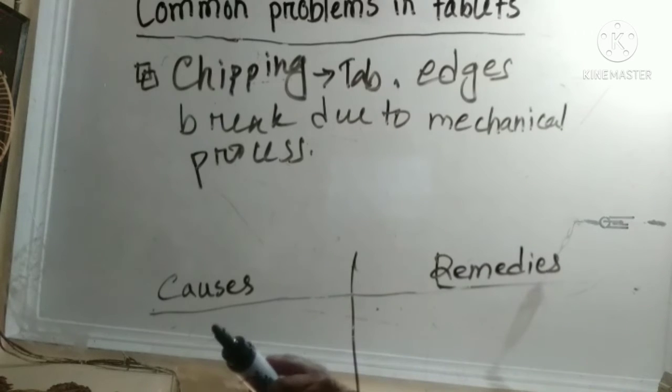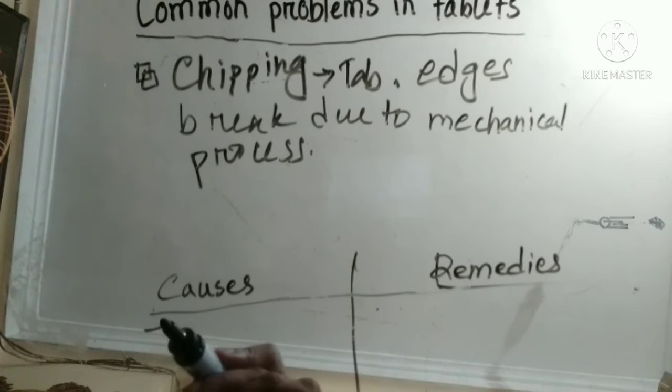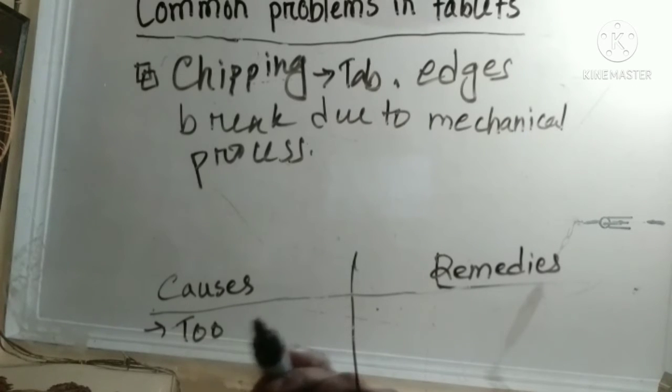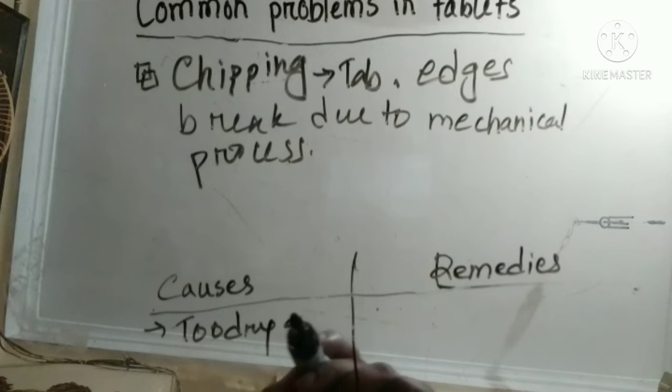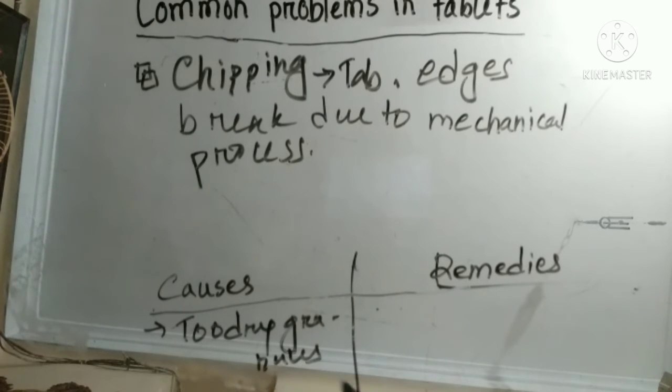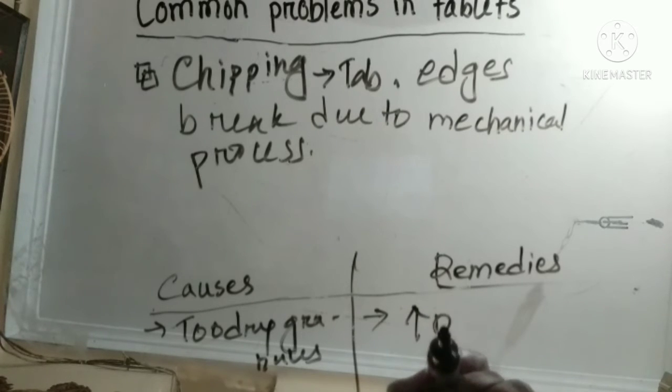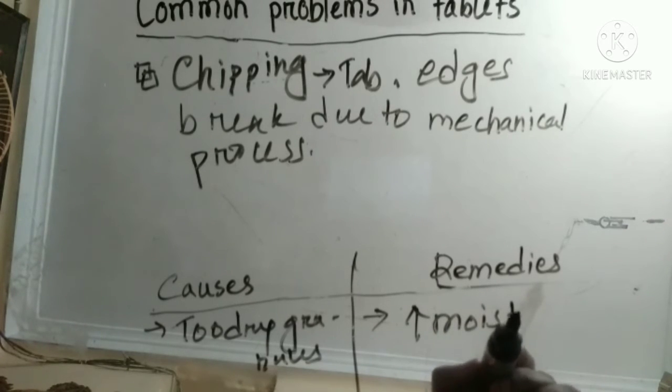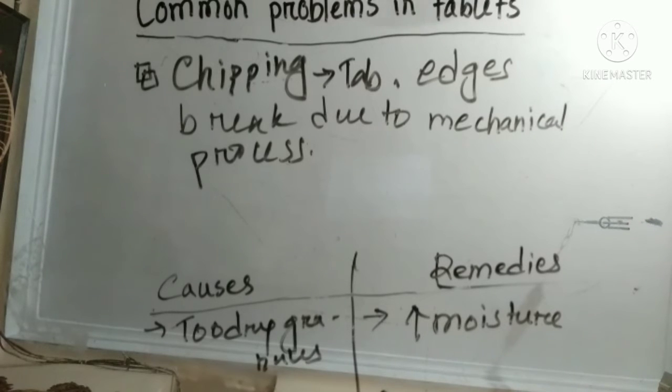So what are the causes? Causes are too dry granules. Okay, too dry granules. So what do we have to add? We have to add the moisture. So our remedy is we have to add the moisture when granules are very dry.